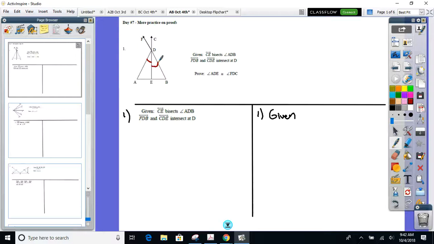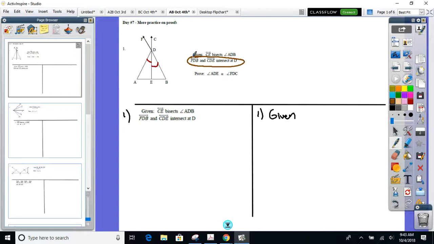We all good there? I told you yesterday, do not overlook that you're given lines, and in this case, they intersect each other. Don't overlook that. They give that to you for a reason. Can you find any other pairs of angles in that diagram that are congruent? On your own.